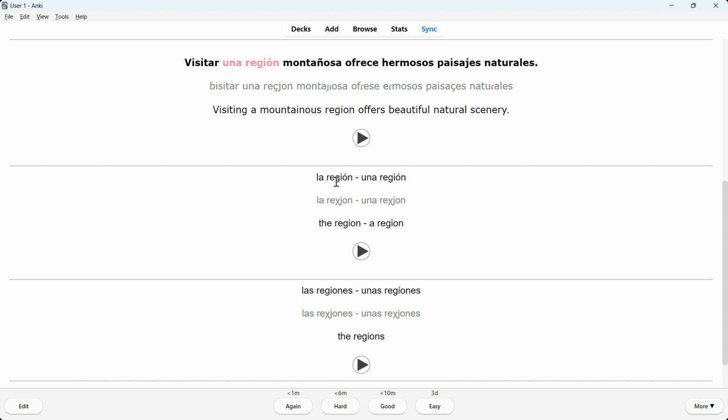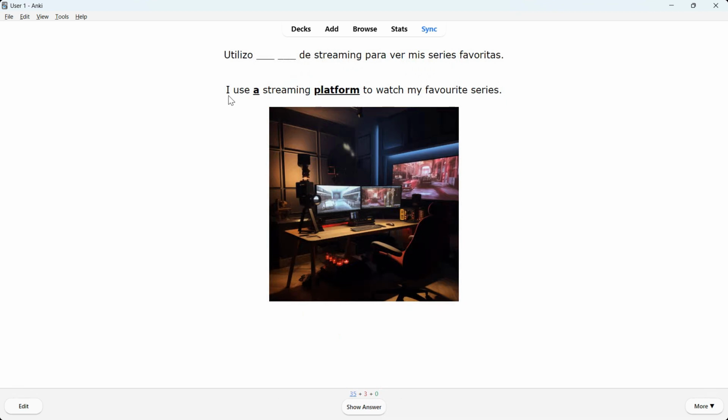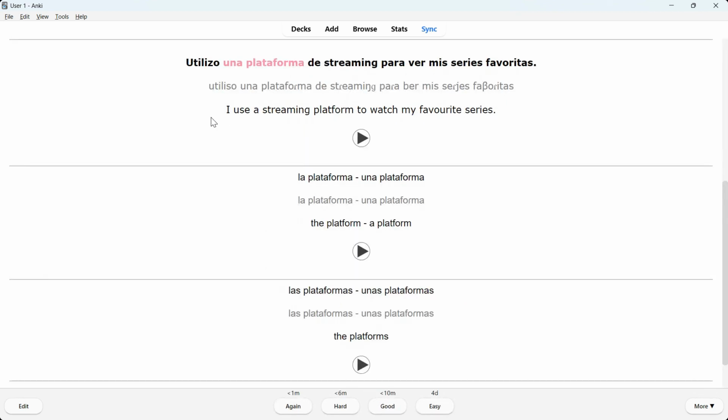We have the Spanish sentences and the words over here, the IPA notations over here, and the English translations underneath it. And at the very bottom of every category, every section, we have the audio. And again, in the European Spanish one, the setup would be the same. I use a streaming platform to watch my favorite series, a platform. Utilizo una plataforma de streaming para ver mis series favoritas. La plataforma, una plataforma. Las plataformas, unas plataformas.